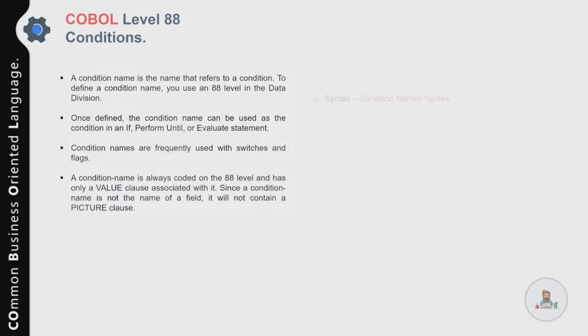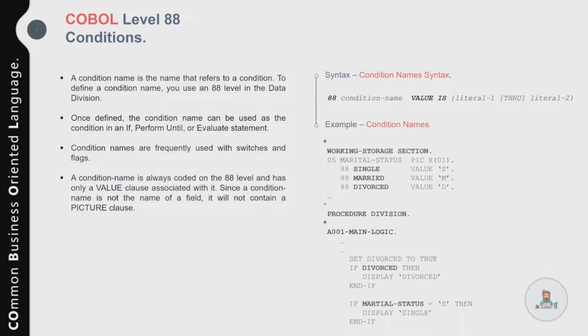Apart from that, a condition name is always coded on the level 88 and has only a value clause associated with it. Since a condition name is not the name of a field, it will not contain a picture clause. Now let's talk about the syntax of level 88 conditions. So the syntax is pretty simple and it begins with level number 88 followed by a condition name, and thereafter you have a value clause to specify the value.